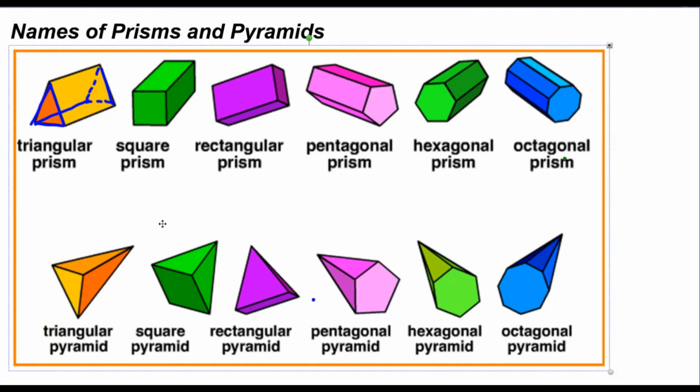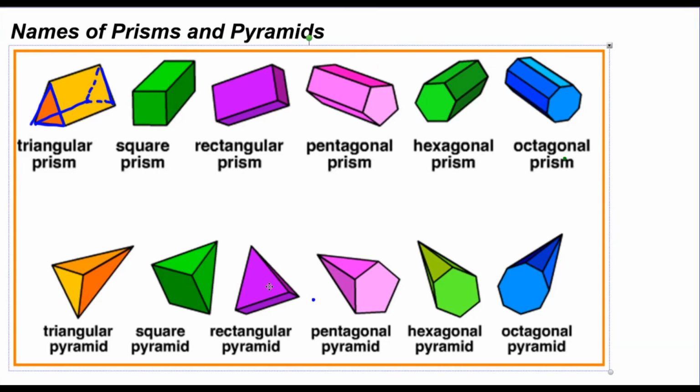And then below we have the types of pyramids. Again, these are named by their bases. Here we have a base that's a triangle, and all the other sides are triangles. This is a triangular pyramid. Here we have a square pyramid because the base is a square and all the other sides would be triangles.